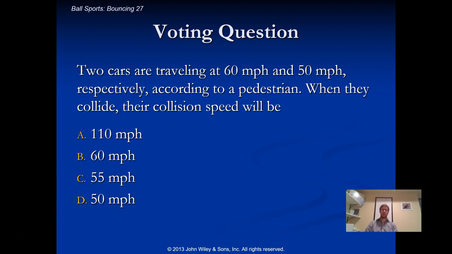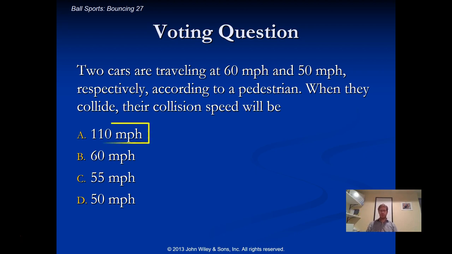Just to give you an example, imagine two cars are traveling towards one another. One's going at 60 miles an hour, the other at 50 miles an hour. There's a pedestrian standing on the side, or let's say it's Gus, my dog, standing on the side watching these two cars, hoping that a squirrel shows up. Anyway, if the two cars were to collide, what would their collision speed be?